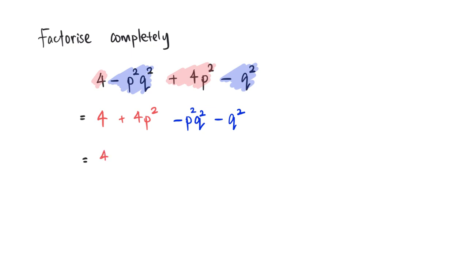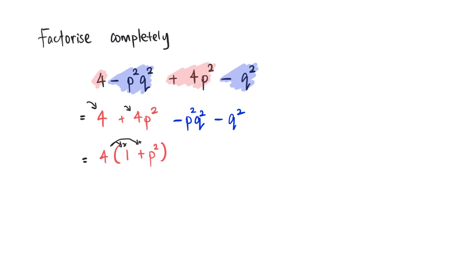Common factor is 4. I'm left with 1 plus p square. And why is there a 1 there? Because I do need to make sure that when I expand out the bracket, I must get back my terms. So 4 times 1 is 4 and 4 times p square is 4p square.